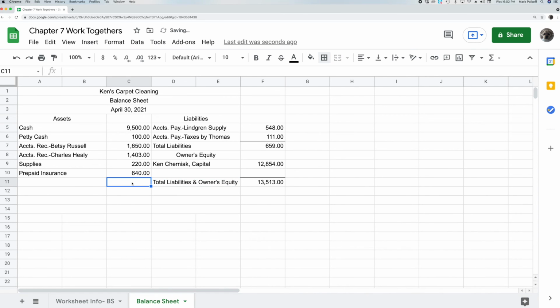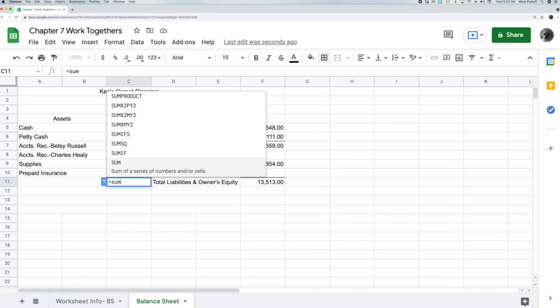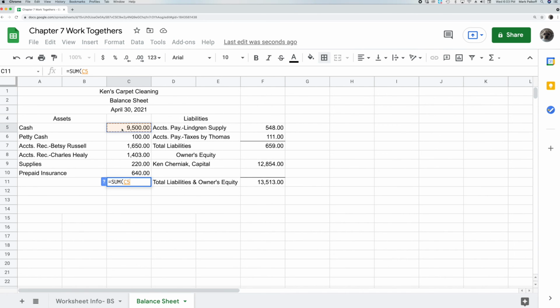And we're going to do the same thing for our assets. We're going to use the sum formula and total all of the assets. So we're going to type in equals sum, take 9,500, drag it down to 640, and then press enter. And that also gives us 13,513, and we're going to identify this as total assets.